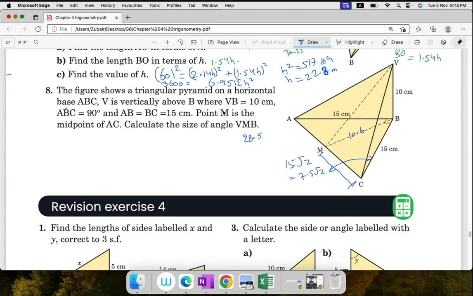And 10, VMB, very good. So tan of VMB is perpendicular over adjacent side. 10 divided by 10.6. Very good, Ali.